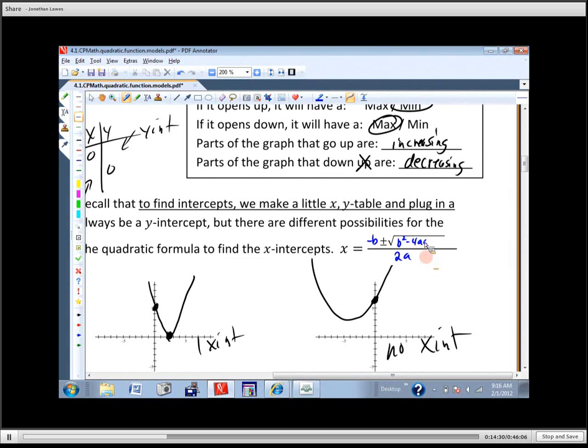I usually caution people, most people get the negative b part right. Most people get the 2a part. They even square things correctly. Here's where they make mistakes. They make mistakes on the 4ac part. It's a minus 4ac part. And what they usually do is they usually get the sign wrong. Okay, so we'll practice that just a little bit.